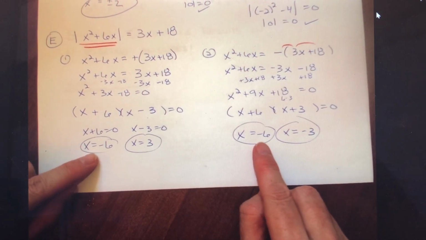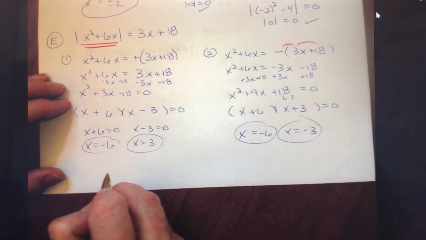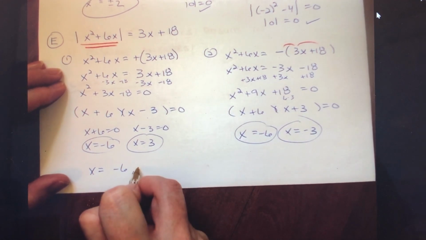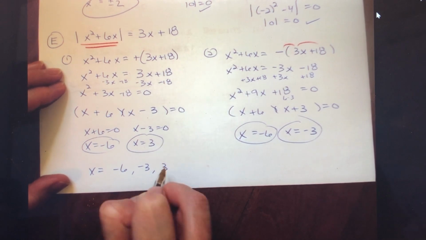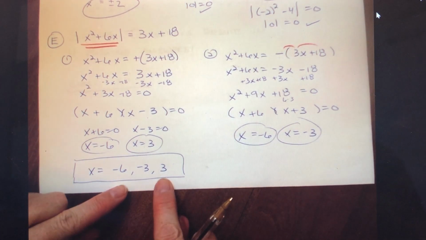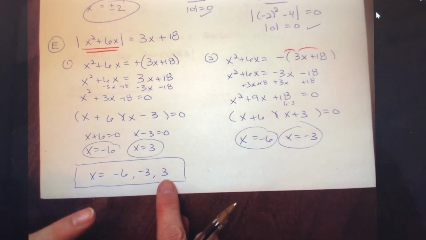It really means there's only three things we need to check. So these just became our options. X could be -6, -3, or 3. So this is what's in my potential pool. Now I need to go check these one at a time.